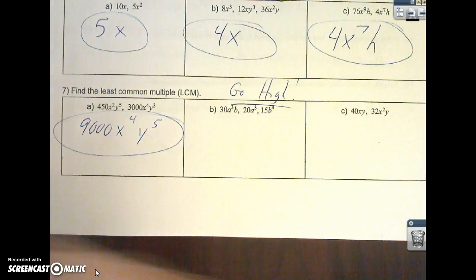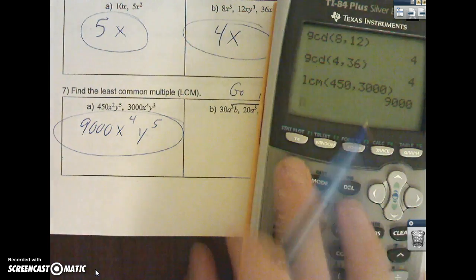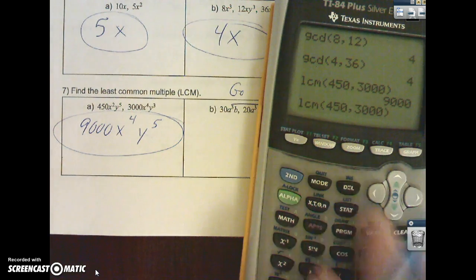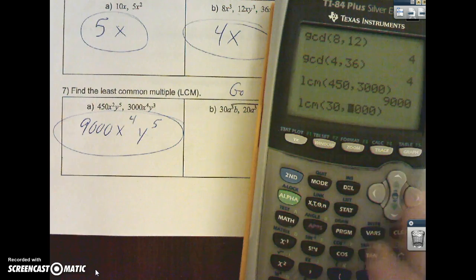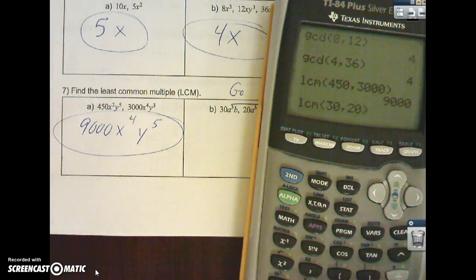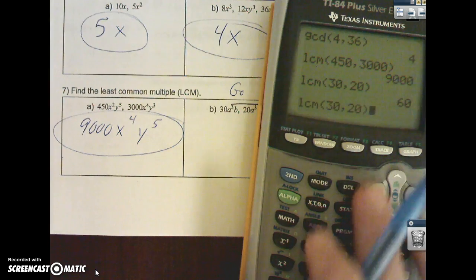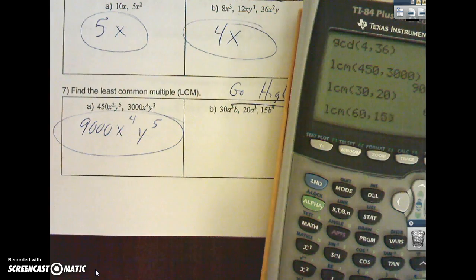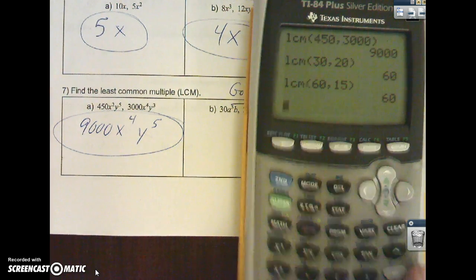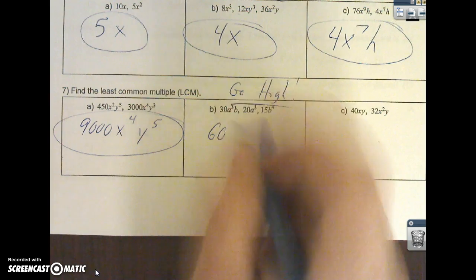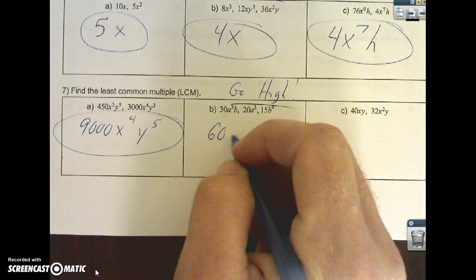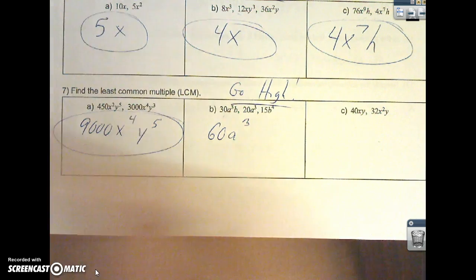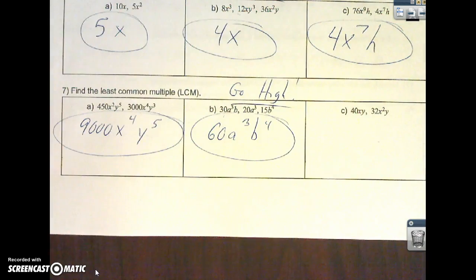Alright, for 30, 20, and 15, let's check this out. 30, 20, that's 60. I'm going to do it again. 60 and 15. 60. Okay? A cubed, nothing. The high is a cubed. If you're going high, you count it. B, nothing. B to the fourth. The high is b to the fourth. Okay.